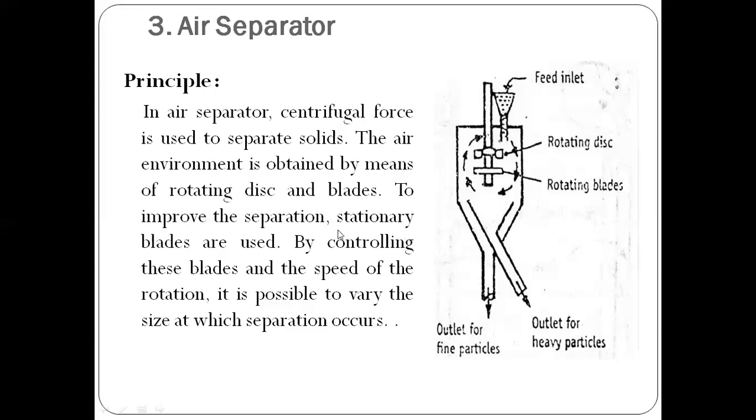To improve the separation, stationary blades are used. So these are the stationary blades, and by varying the speed of the rotation, it is possible to vary the size at which the separation occurs. So we can adjust the speed according to our particle size.